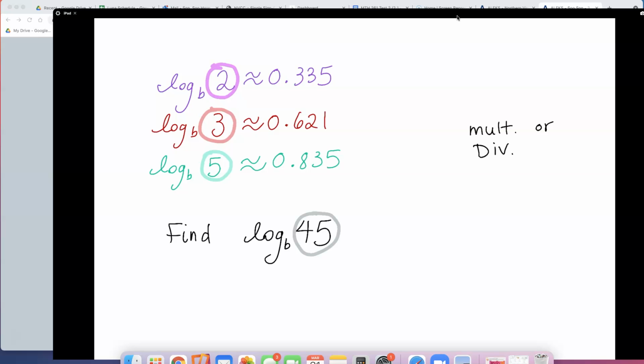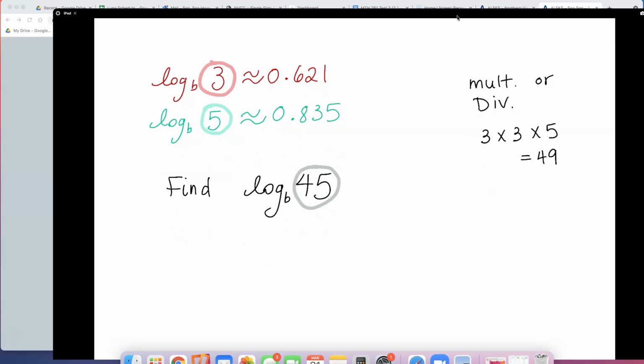45 is 5 times 9, right? So maybe I can do this as 3 times 3 times 5. 3 times 3 times 5 is 45. Okay, so I really didn't use 2. I can make 45 by using these puzzle pieces 3 and 5. So I guess I don't really need the purple piece. I'm going to just erase this because I didn't use it. I can do 3 times 3 times 5 and make 45.